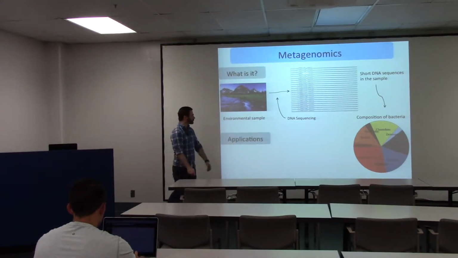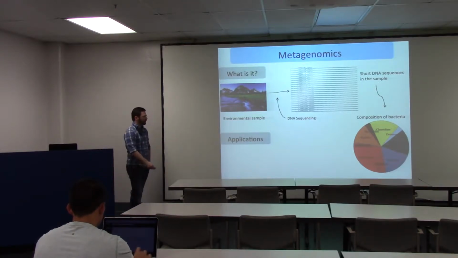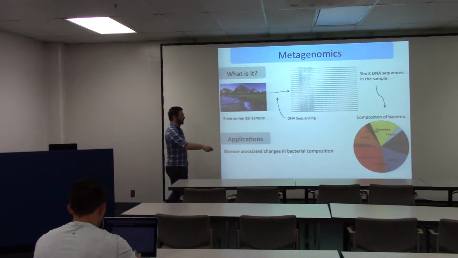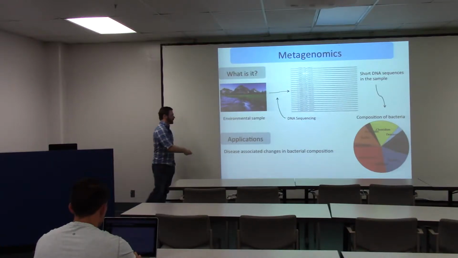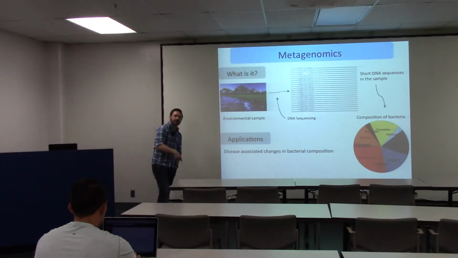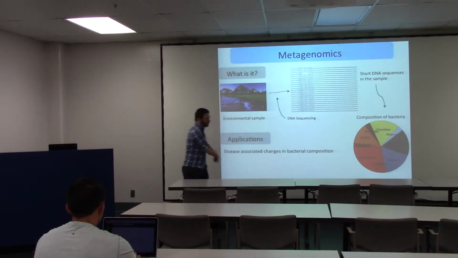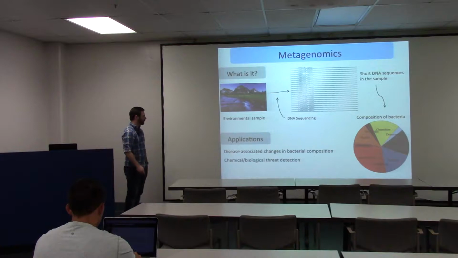Questions like this. And after you figure out this information, you can use it to do a whole bunch of different applications. For instance, like disease-associated changes in bacterial community composition. So there are many studies showing that certain communities cause a greater proclivity for different sorts of diseases, and you can cure some diseases by changing the communities. For instance, like MRSA infections.